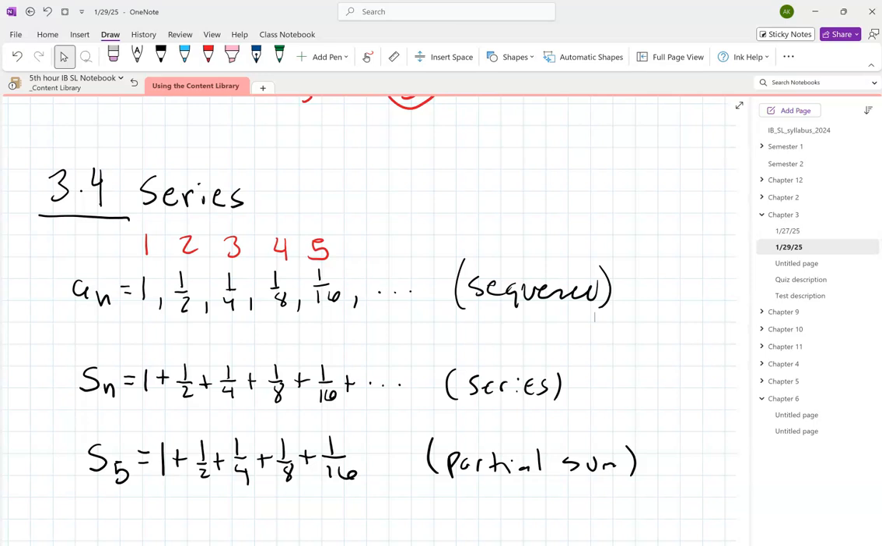Now, if the sequence that we're adding up is arithmetic, we'll call that an arithmetic series. If the sequence that we're adding up is geometric, we'll call that a geometric series. Everybody's okay with that idea?